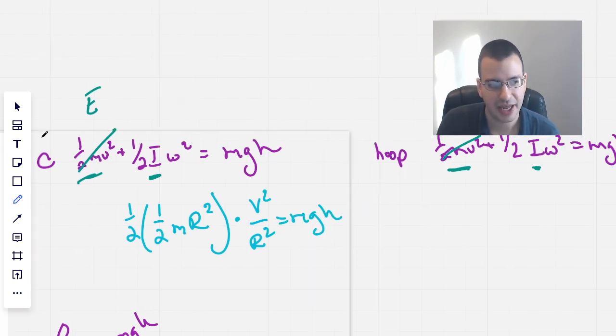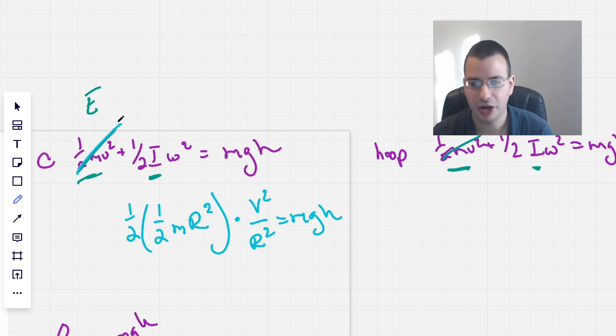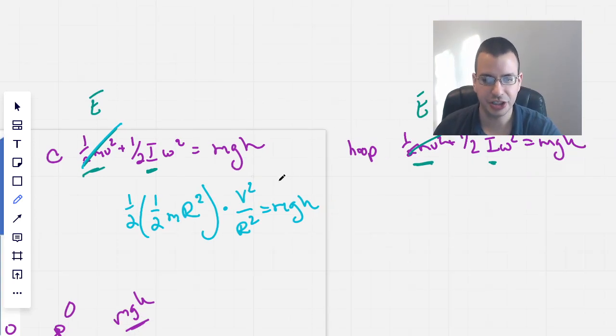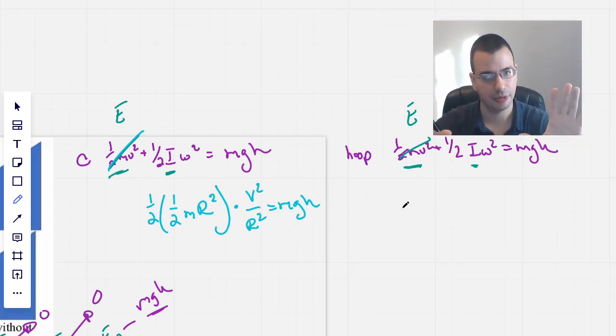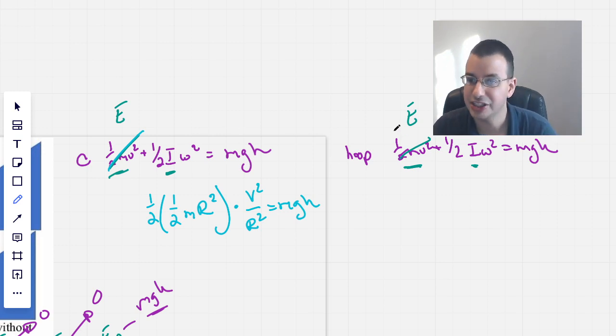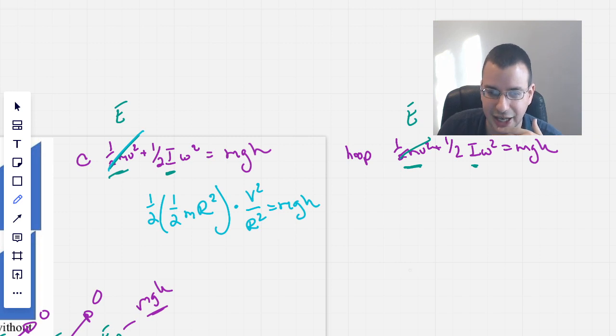And I just dropped off that E. We can drop it off both sides since it's the same on both. I know this is not a formal proof, but since they're the same on both, and we're just looking to see which one's bigger, we can just drop it off and it won't change the outcome.